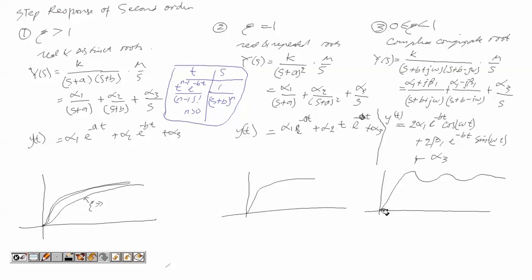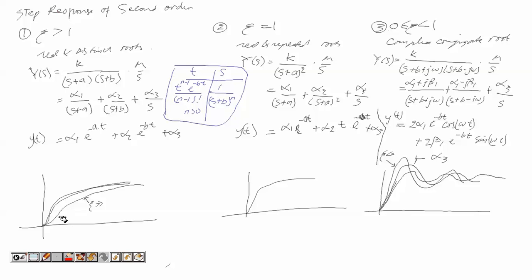For the smaller theta, the response will be faster, but the overshoot, or the amplitude of this response, is very high.